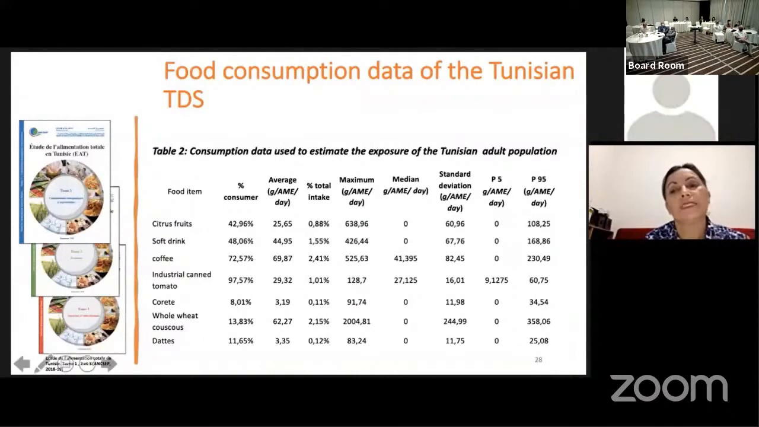So the conclusion of this Tunisian experience is that the use of food consumption data from an expenditure or consumption survey related to a household can be a useful tool to estimate exposure assessment, but that this tool is limited and cannot help us to evaluate exposure for all the population and for the at-risk population.